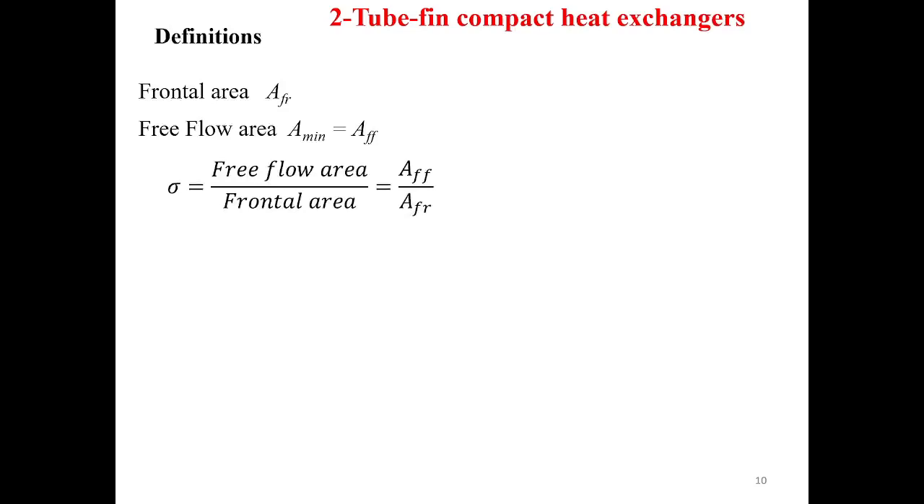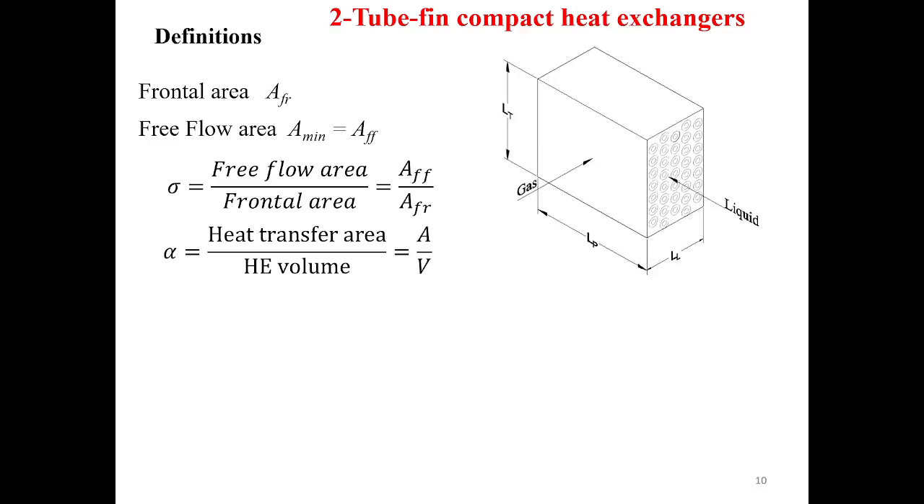There are certain definitions that I'd like to shed some light on. The frontal area is called A_fr. The minimum flow area is A_min. Sometimes we call it A_ff to indicate free flow area. If you divide the free flow area by the frontal area, you get what we call sigma, which is dimensionless, meter squared by meter squared. Also, we have alpha, as we said before, which is defined as the heat transfer area divided by the volume. If you take a very simple tube fin compact heat exchanger, where you have tubes with circular fins, liquid is going into the tubes, and you have the gas side, and you have three dimensions, L_T, L_P, and L_L.